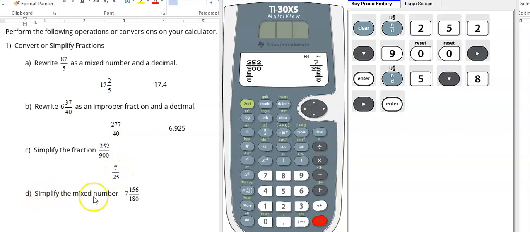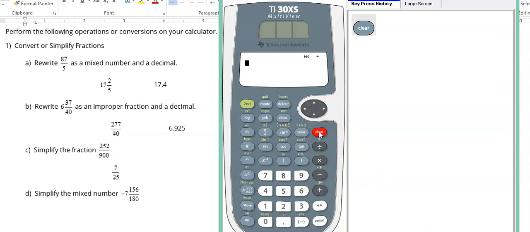Now we're asked to simplify a mixed number. Note, with a mixed number, the only part you really need to simplify is the fractional part, the proper fraction. So -7 can't be simplified. But I do want to show you the negative case, so why don't we do both? So let's clear this out.